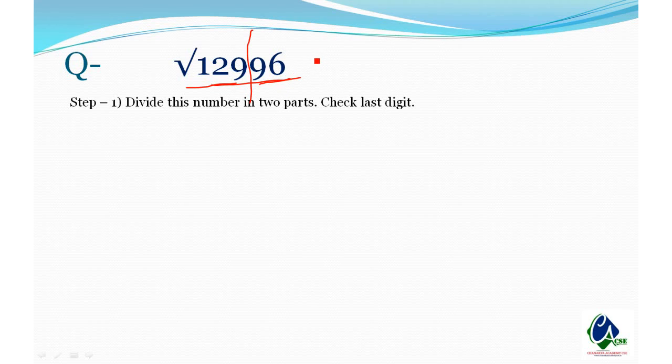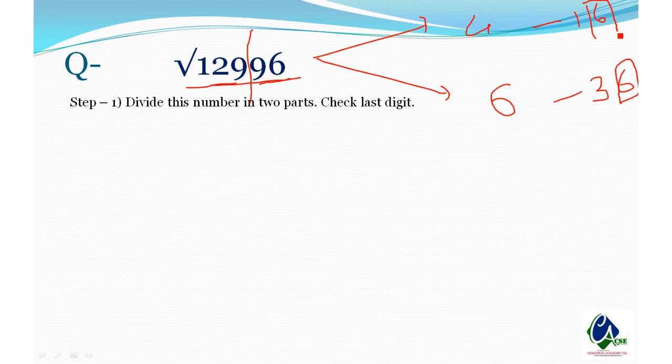Now we know there are only two numbers that have 6 at the end of their square. One is 4 and the other is 6. The square of 4 is 16 and of 6 is 36. We see there are only two numbers whose square ends with 6. So our first number may be 4, maybe 6.